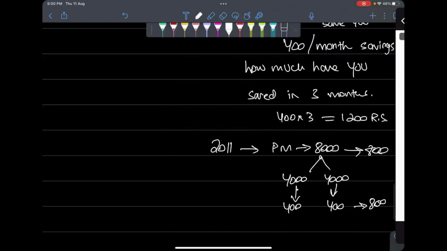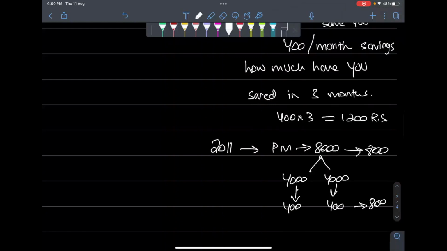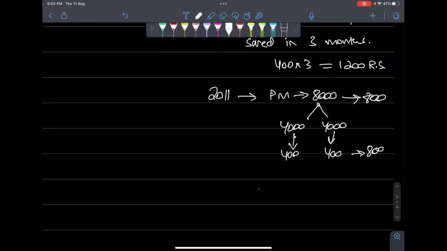So now this is your gradient. If you have 8,000 rupees, your savings will be 800. Now, if I say your pocket money is 12,000 rupees, what will your saving be? Who will tell me? Think and tell.